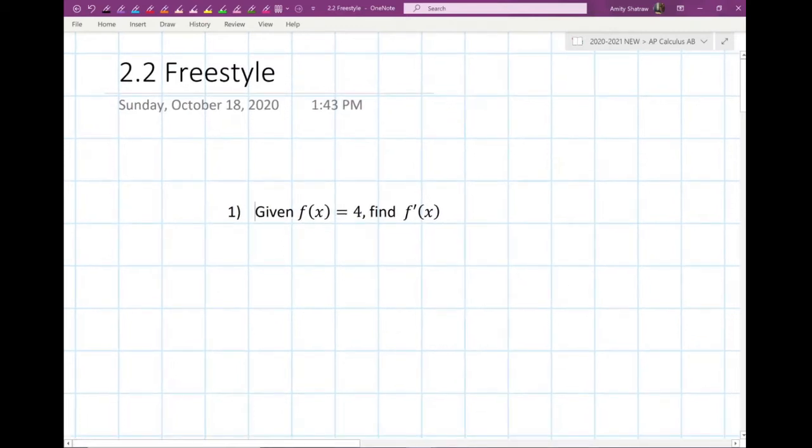Hey guys, here's a freestyle for you. Given f of x equals 4, find f prime of x. We just want to remember a little bit about an equation that looks like that. That's going to be what?